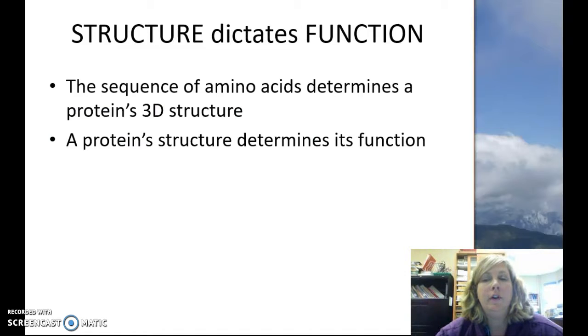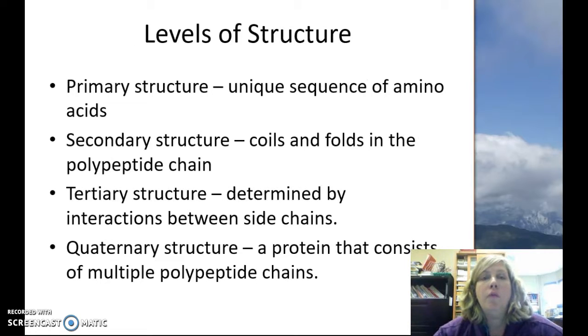So structure dictates function. This is key. The sequence of amino acids determines the protein's 3D structure, and a protein's structure determines its function. A protein cannot function unless it has proper structure, proper 3D shape. So there are 4 levels of structure.